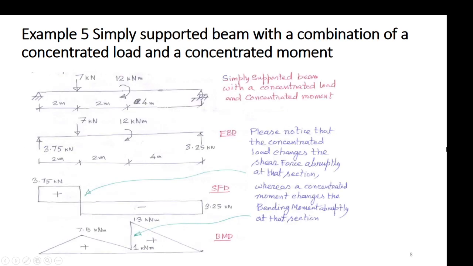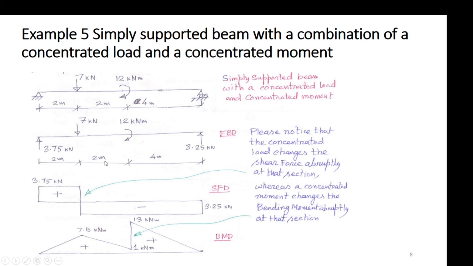So this next example I am not going to explain to you, you do it yourself. I have applied a concentrated force onto the simply supported beam and a concentrated moment onto the simply supported beam at a different location. You find out from your statics principles the reactions. You will find it is 3.75 kilonewton on the left end and 3.25 kilonewton on the right end. So you have a force and a couple acting at two different points.